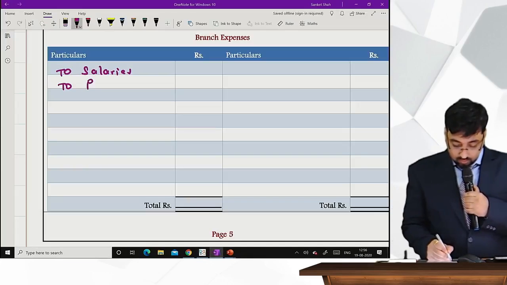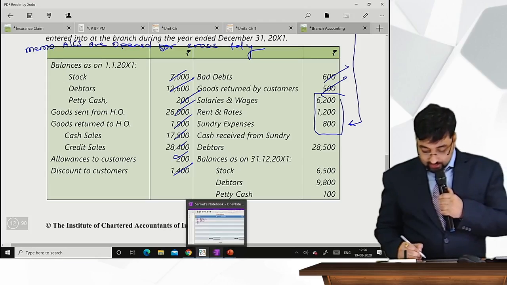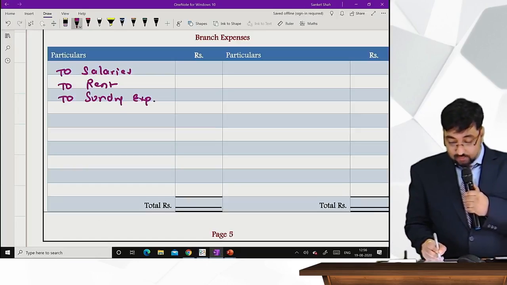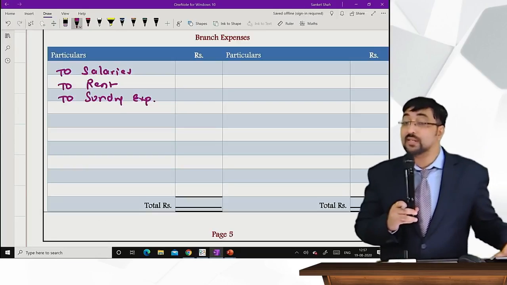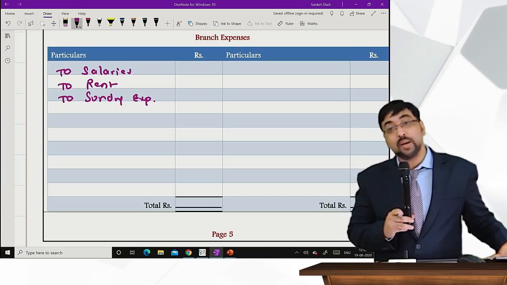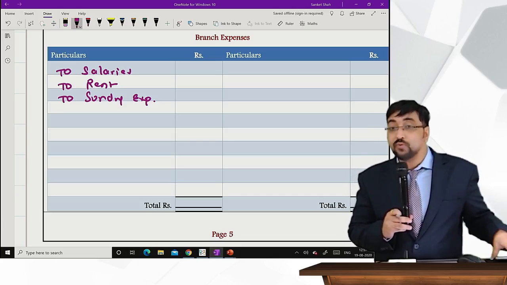You can write full salary and wages, to rent and rates, and last one is sundry expenses. Second effect we are not going to give. Why? Because entry is very easy. Expenses are paid by, again think on it, expenses of branch are paid by HO. So what entry will the branch pass?